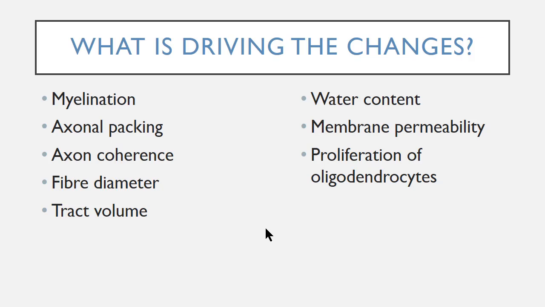So, what is driving the changes that are observed in these studies? The most commonly reported reasons for the changes that people see are myelination, axonal packing, axon coherence, fiber diameter, and tract volume. There are obviously other things that might contribute, things like water content, membrane permeability, and proliferation of oligodendrocytes. I'm not going to get really into these because there's more data on this side, but let's unpack some of these contributions here and see what evidence there is for them.